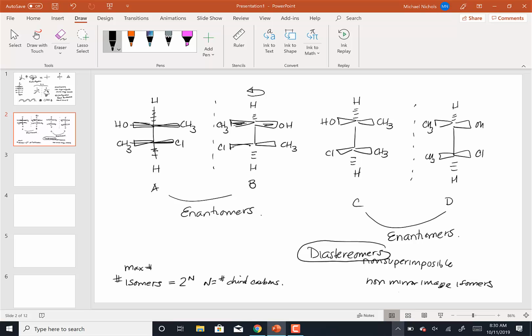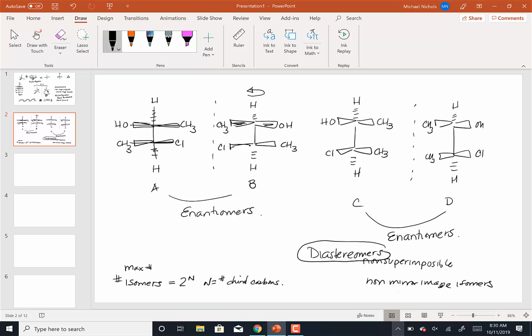And what we need to do is go back and put R and S's in here so we can see how enantiomers are related by R and S configurations and how diastereomers are related by R and S configurations. But we have two sets of stereochemistry terms here. Mirror images are enantiomers, non-mirror images are diastereomers. So is everybody kind of with me here?